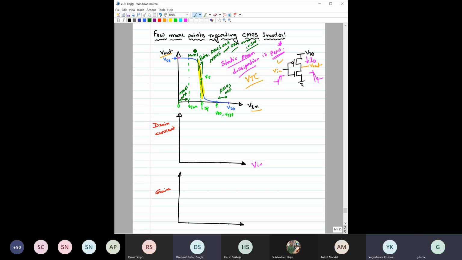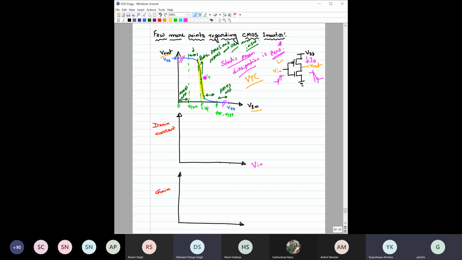So then will there be any static power dissipation here? And on the same token, in this region? So that's what we have said, static power dissipation is 0. By static power dissipation, we mean this region and this region. Because the input has some limitation: input can be near 0 volt or near VDD. If you exceed VTHN or VTHP from both sides, then there will be some static power dissipation.